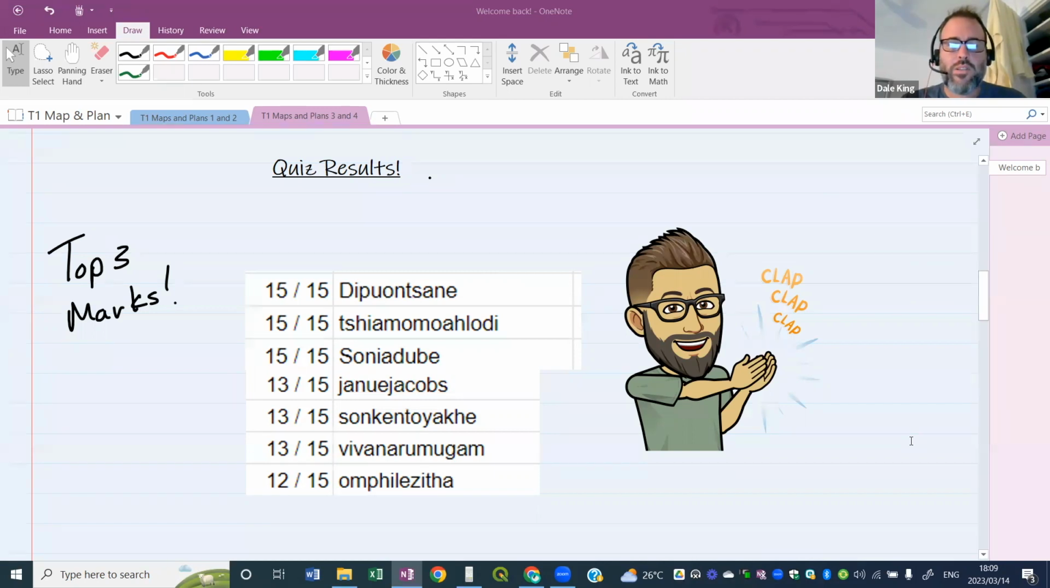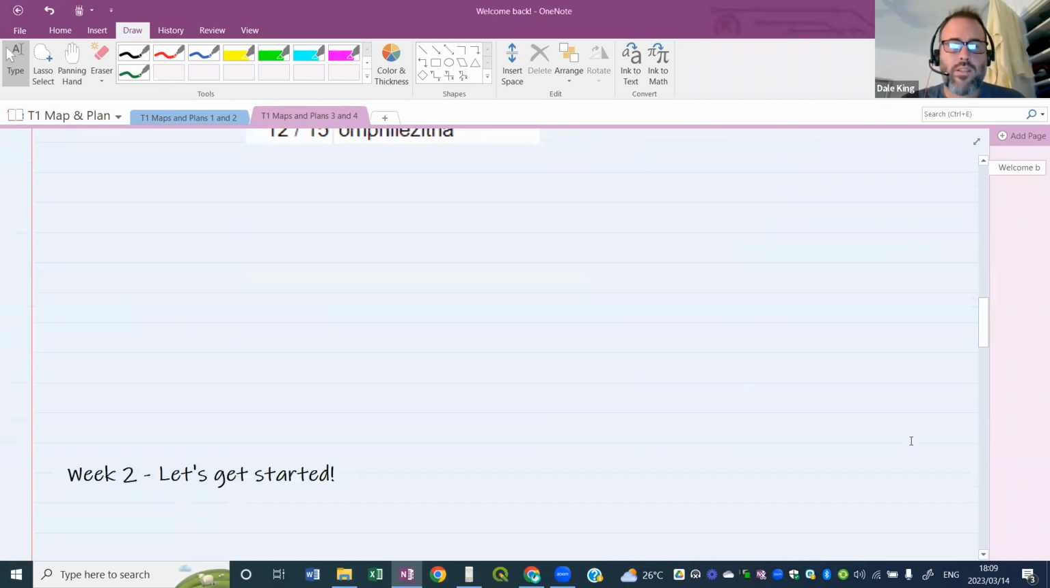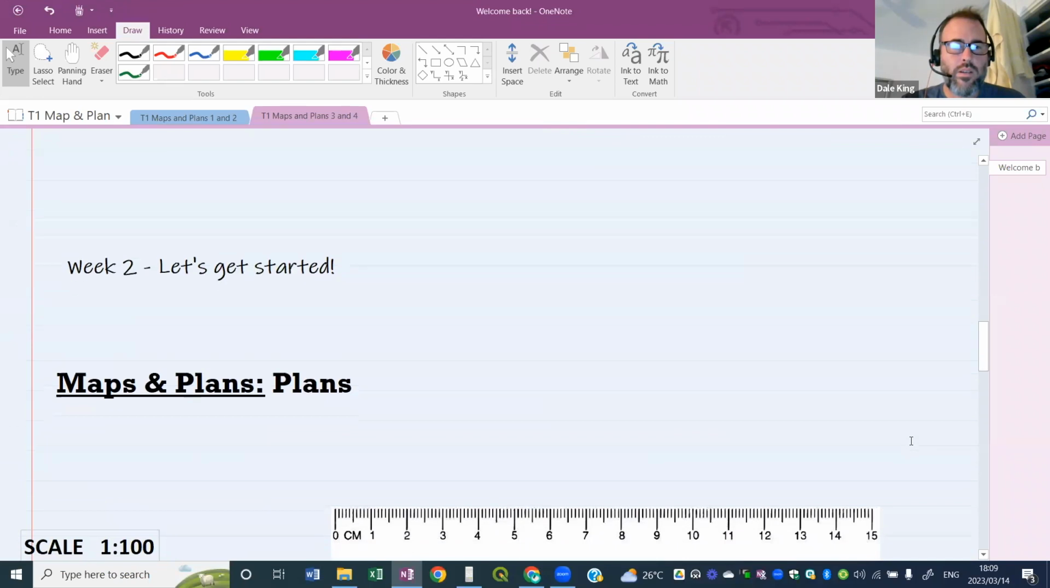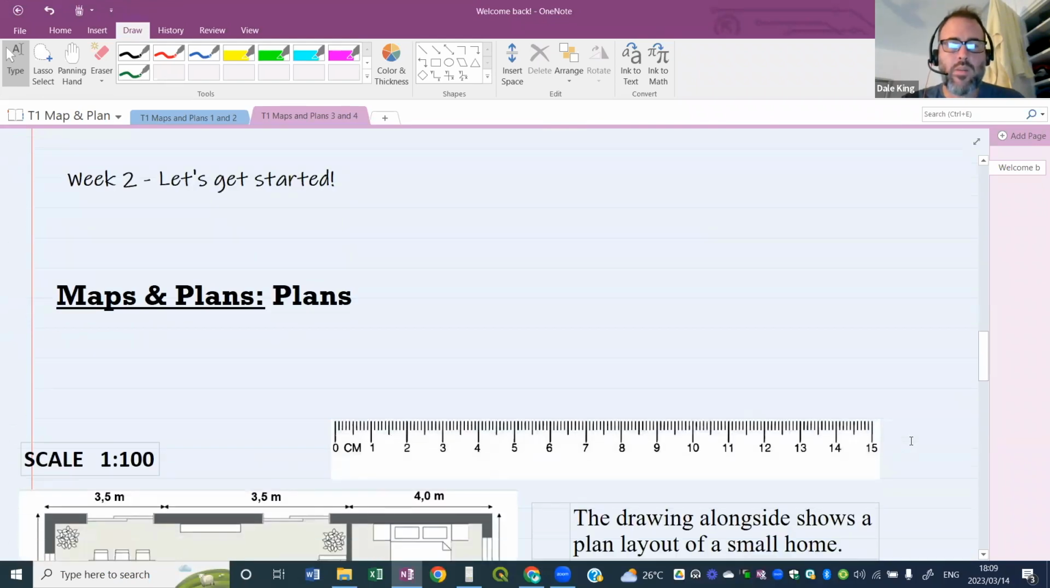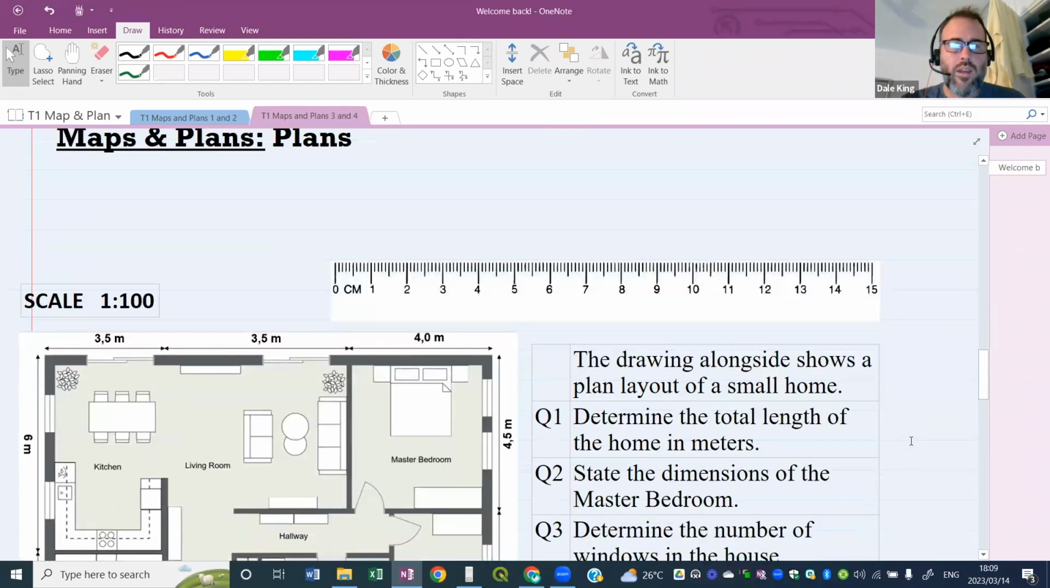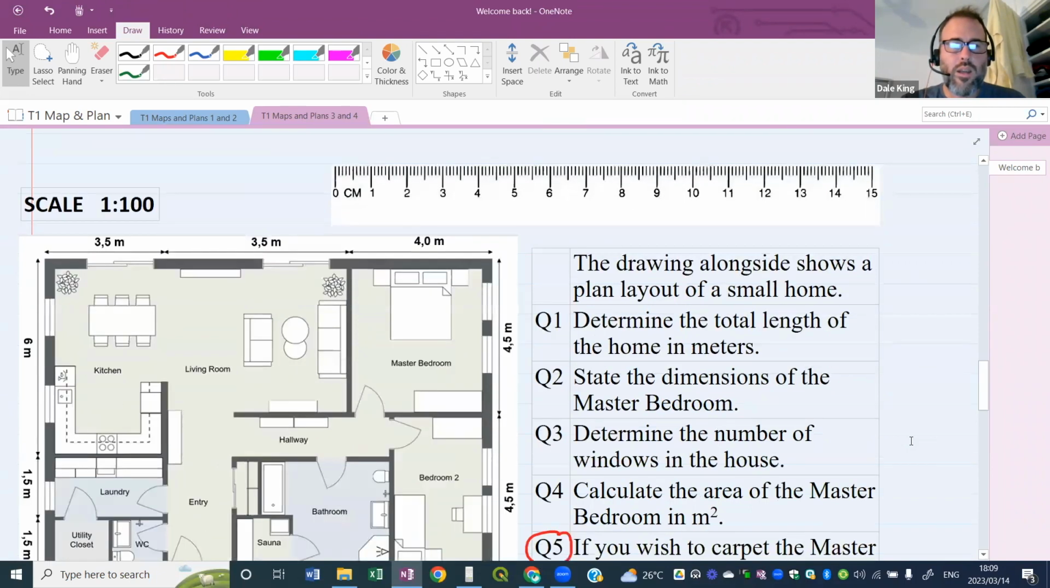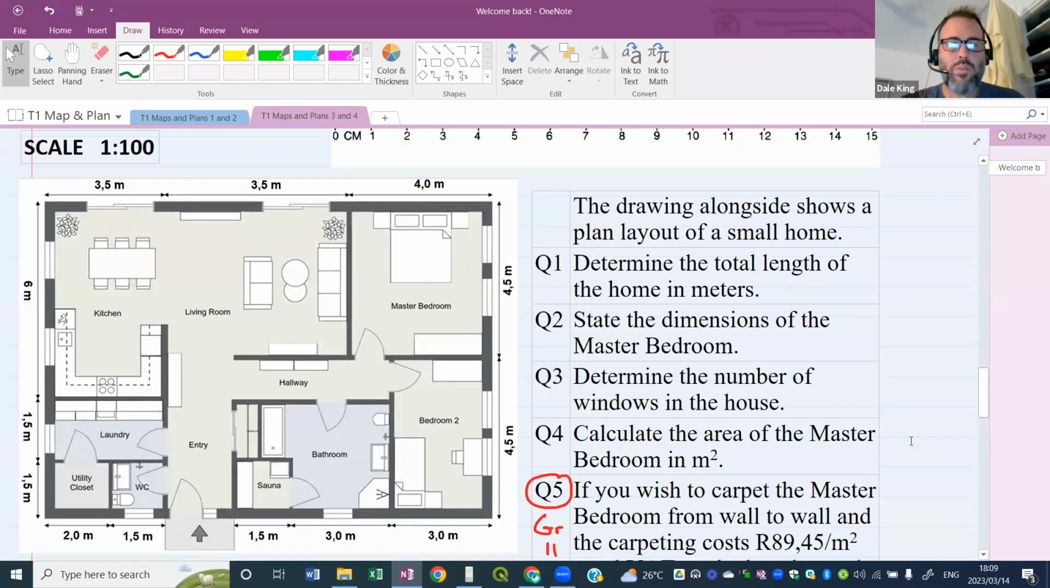Let's get on with today's lesson. All right, we're looking at maps and plans, and today we're going to look at plans again. We did have a little bit of plans in the first lesson, but now we're going to go deeper into it.